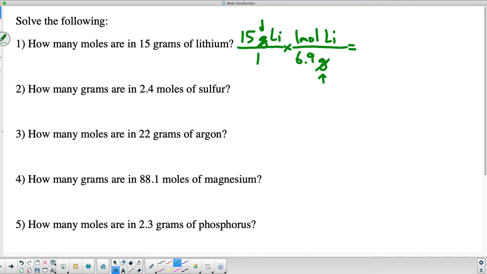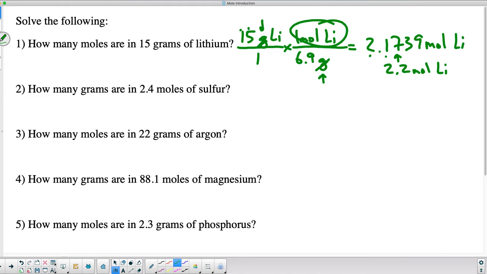15 divided by 6.9 equals 2.1739. We haven't done this kind of stuff in a long time. This is the number of moles of lithium, because that's what we have left. The grams have been canceled, which is the whole reason why we do this, so we're left with moles. So we round off. We have 15, which is 2 significant figures, so the next digit is 5 or higher, so my answer should be 2.2 moles of lithium. I hope you remember how to do all the rounding stuff.